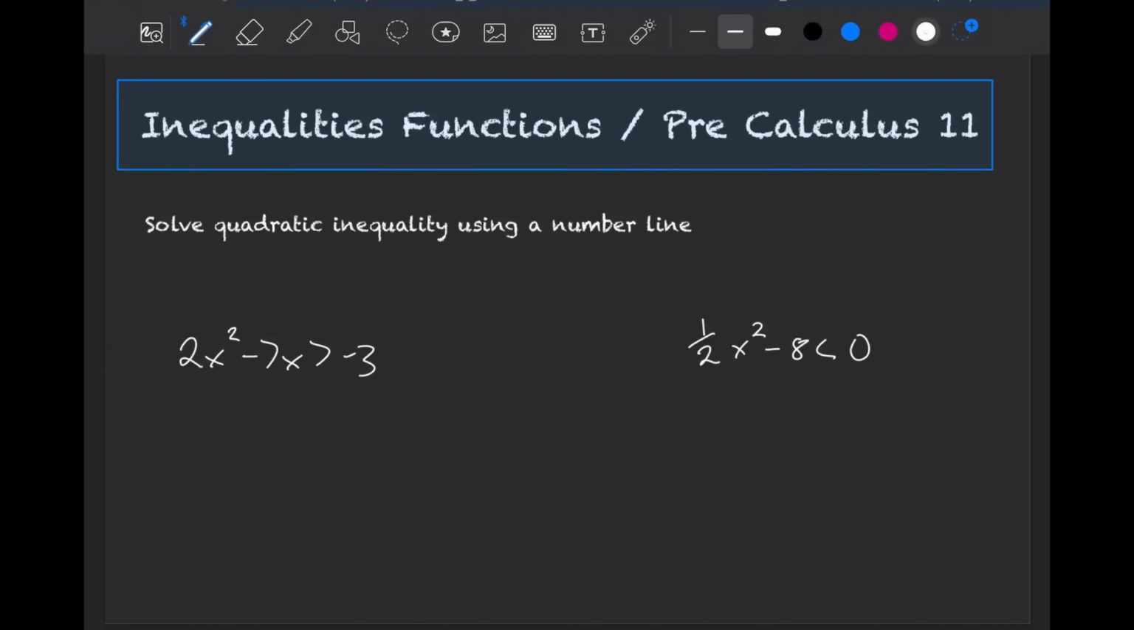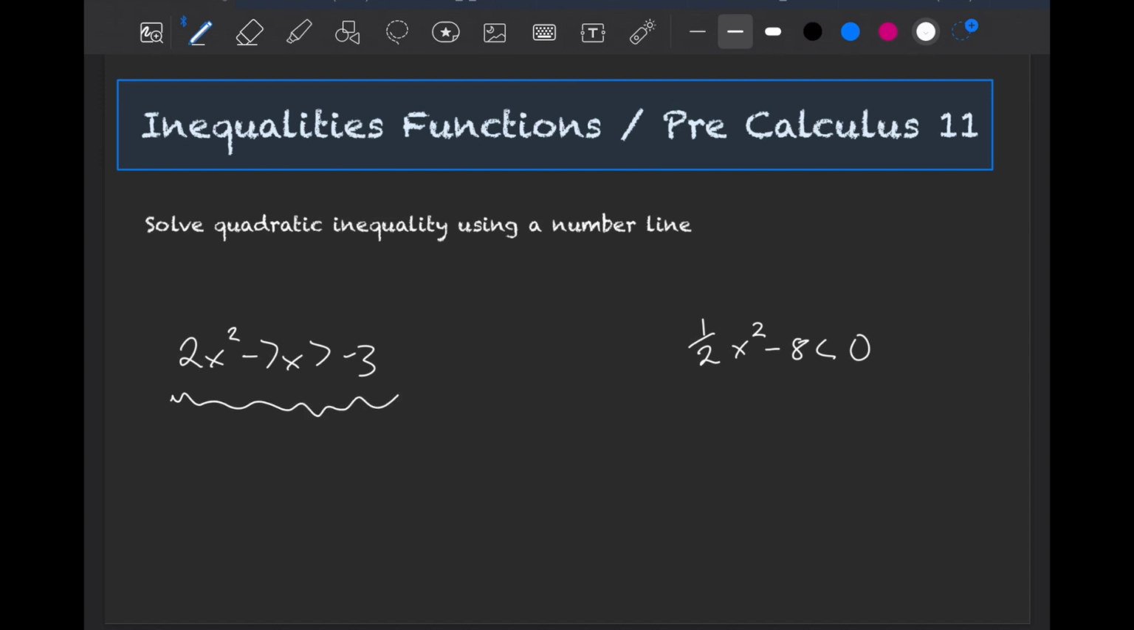All right, now let's talk about inequalities. So the first section, let's talk about solving the quadratic inequality using a number line. As always, pause the video for the examples and try them on your own to get the most out of it. But let's try this one.